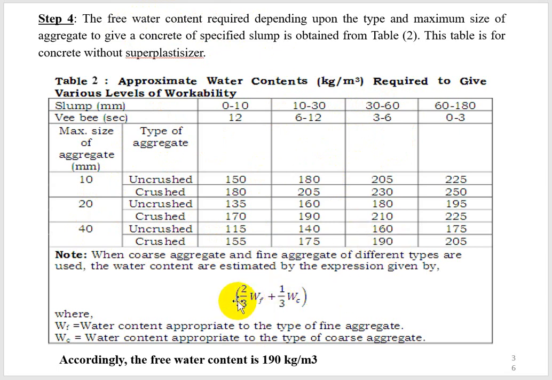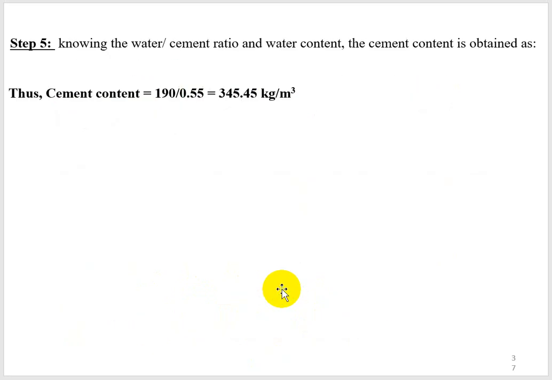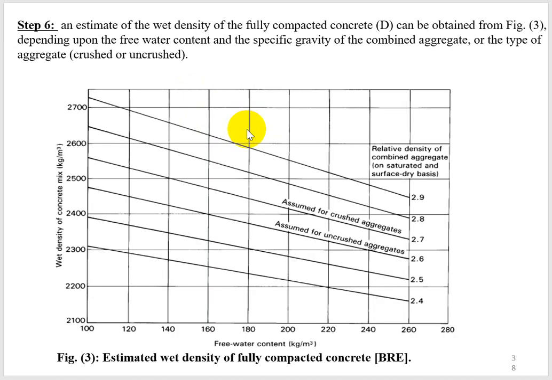So there is no need to use this formula as we explained in the previous example. We can use it only if one of the aggregates is uncrushed and the other one is crushed. So 190 it is. We go to step number 5 and find the cement content by dividing the water over the cement, the water cement ratio.